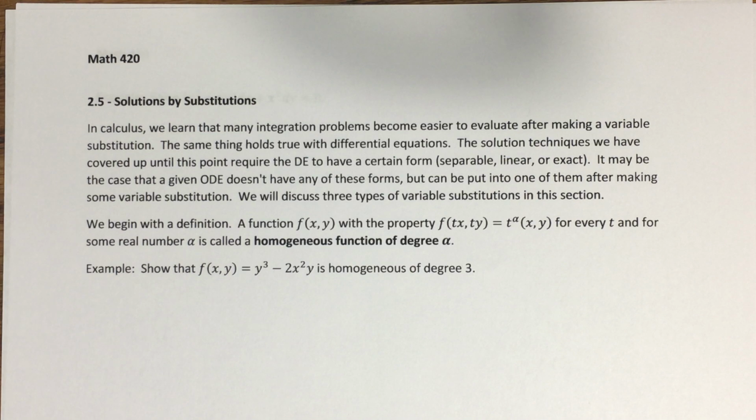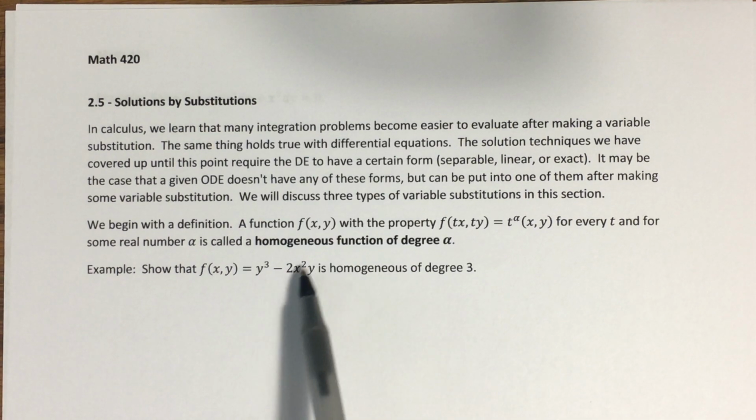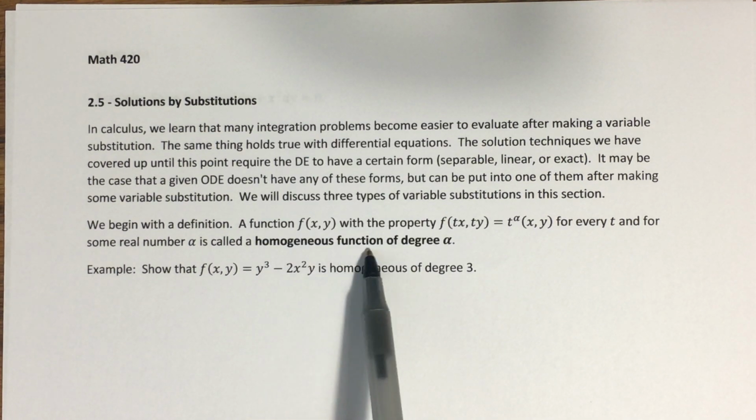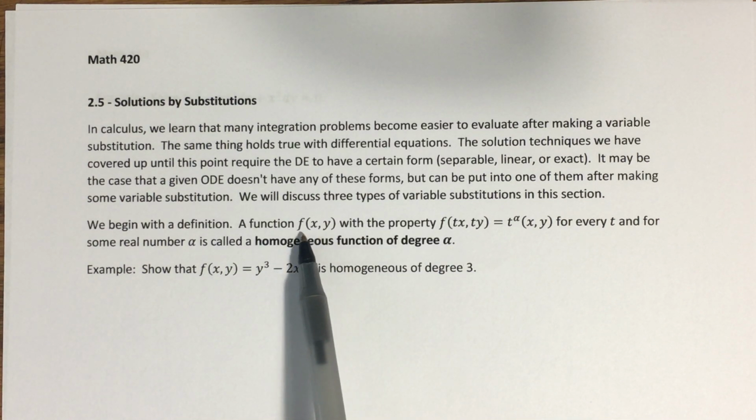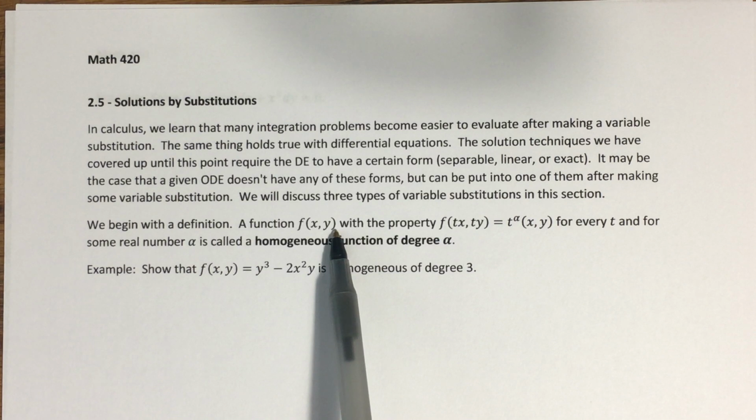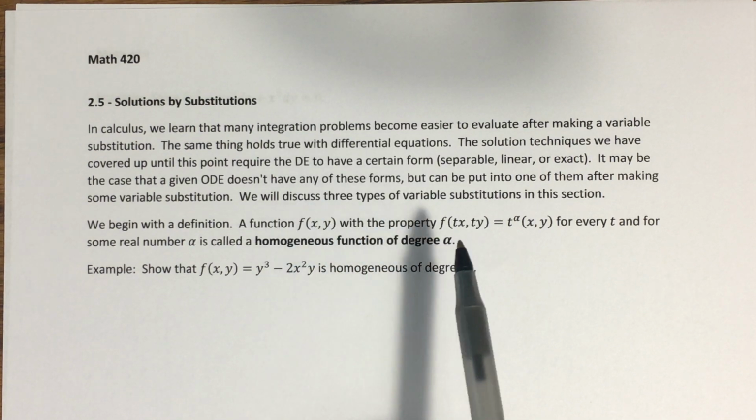So what is a homogeneous function? Or more specifically, we call it a homogeneous function of degree alpha. So a function that can be homogeneous, it's a two-variable function, f of x, y, and we call it homogeneous if it has this property.